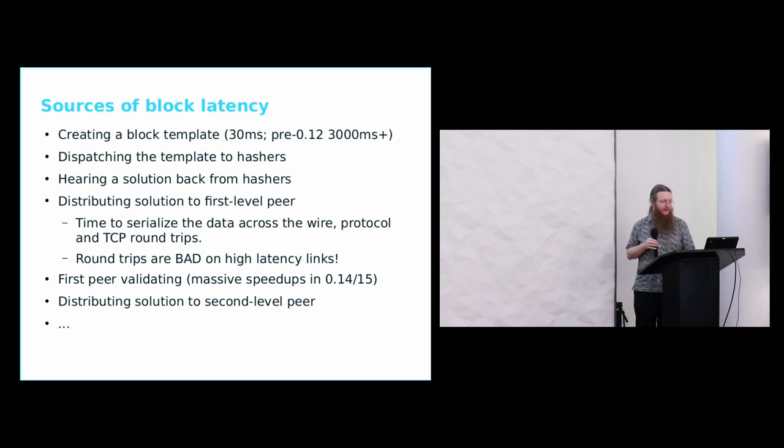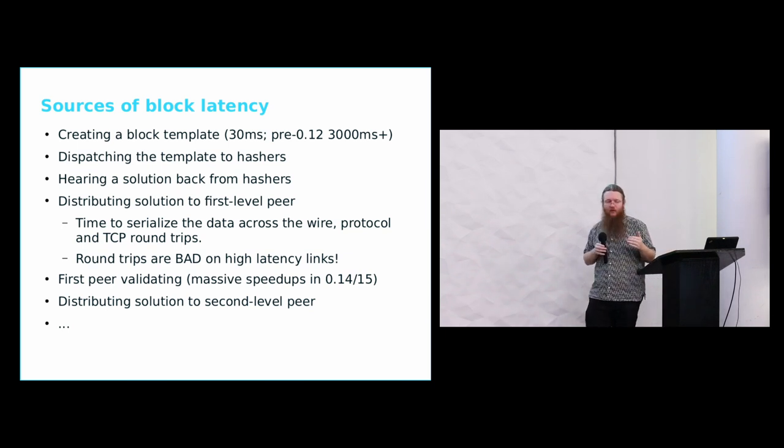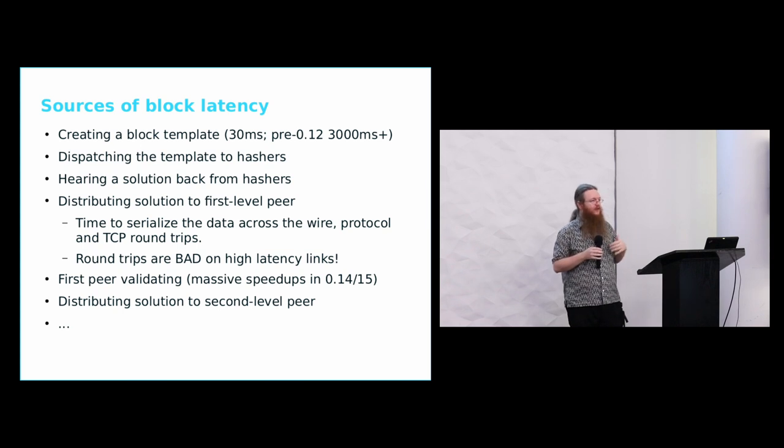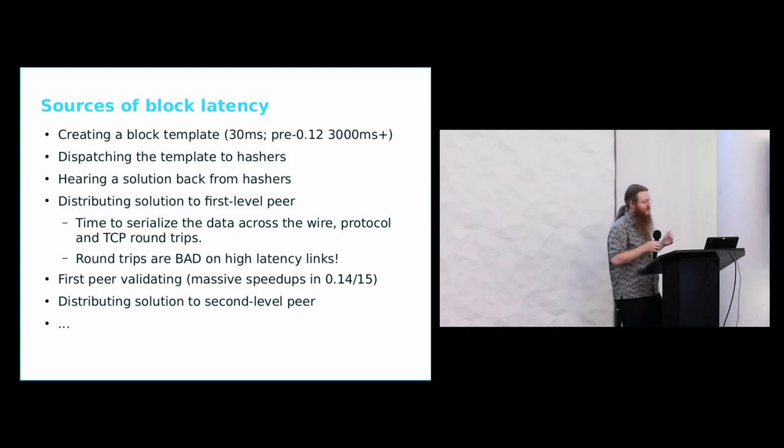One step in here that I mentioned is that obviously in the original Bitcoin protocol, every time you relayed a block, you would first validate it. And there have been a number of speedups in 0.14 and 0.15 to improve the validation speed at the tip through better caching and things like that. But these more advanced block propagation techniques can actually relay blocks without fully validating them. And I'll explain why that's okay.